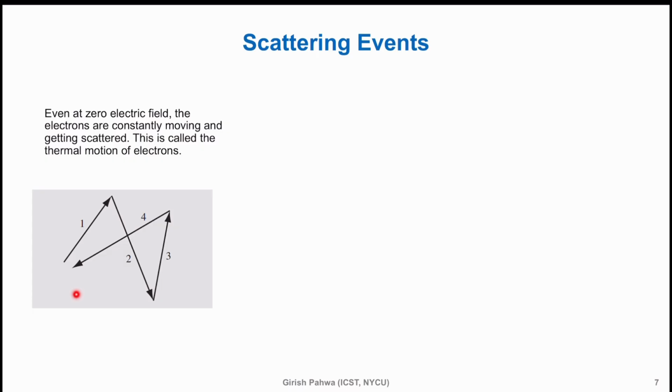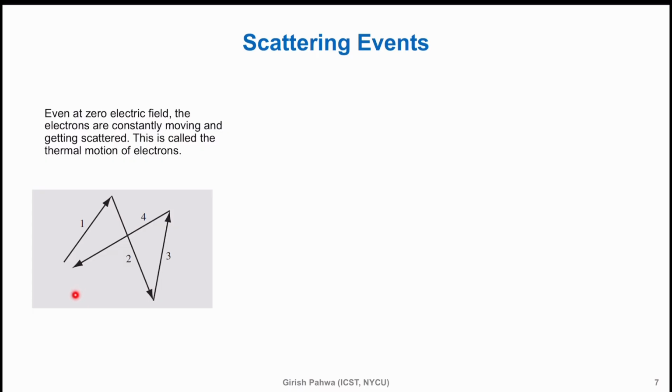Electrons are randomly moving with some thermal velocity. They are moving, but 50% of the electrons are, say, on average moving in this direction, and 50% are coming back. So at any cross section, the net current is going to be 0.